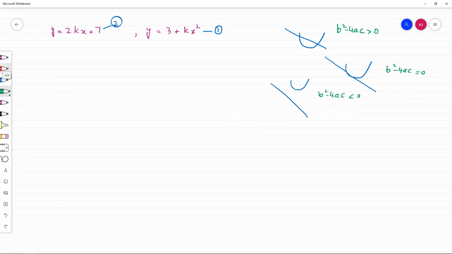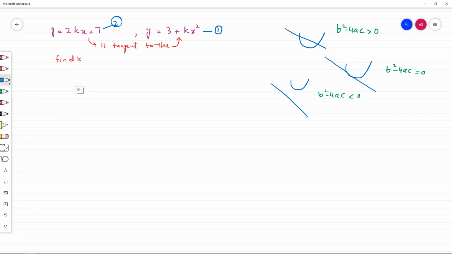So here we have two equations, and the question says find the value of k. Find k if this line is tangent to the curve. So y is equal to 2kx plus 7 is tangent to the curve, and we have to find k. So it means we solve them simultaneously.